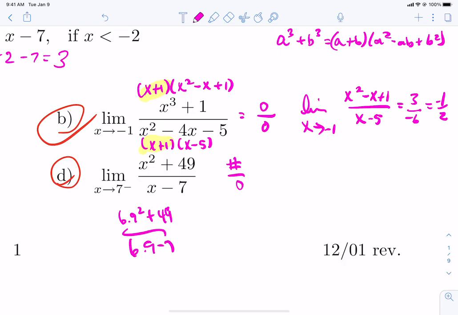Now, you don't need a calculator because I know the answer is either positive infinity or negative infinity. I just have to figure out which. Well, the top is definitely a positive number. The bottom, 6.9 minus 7, is a negative. A positive divided by a negative tells me that I am going to negative infinity, and that's my answer. So it's as simple as that.